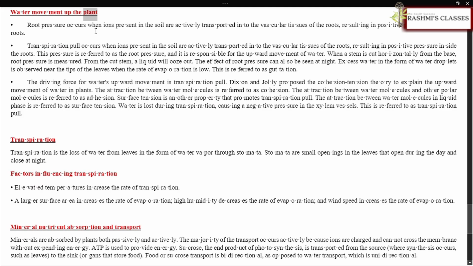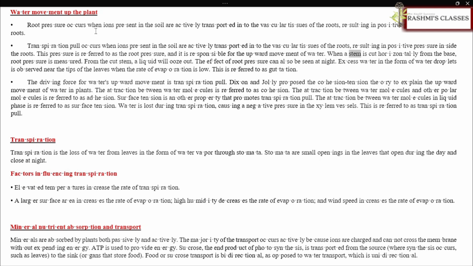Water movement up the plant. Root pressure occurs when ions present in the soil are actively transported into the vascular tissues of the roots, resulting in positive pressure inside the roots. This pressure is referred to as the root pressure, and it is responsible for the upward movement of water.